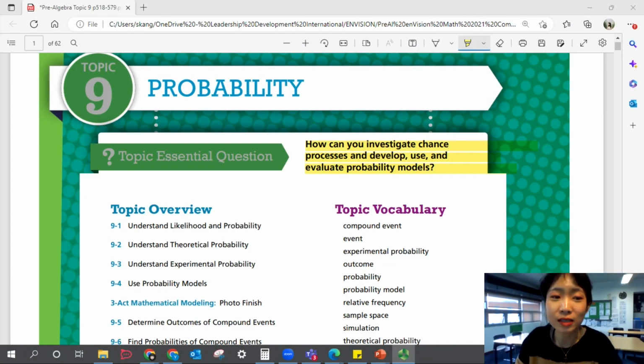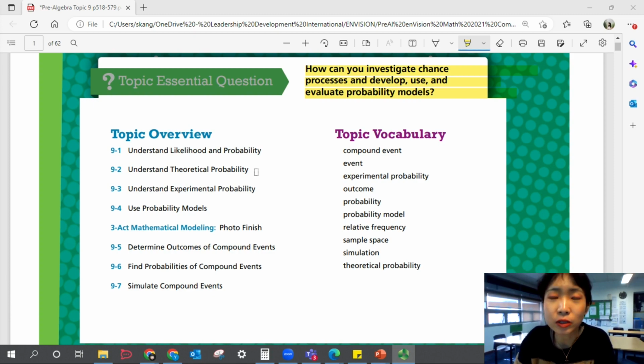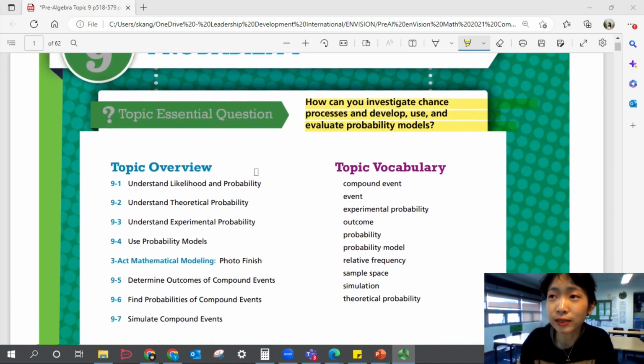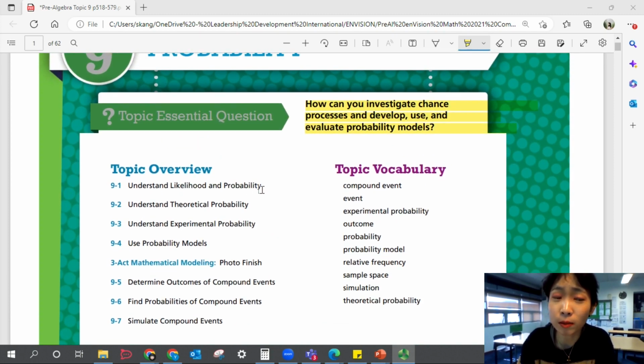Hi everyone, this is Pre-Algebra topic 9, probability. In topic 9, you will see 7 lessons total. We're going to start with understanding the likelihood and probability and what that means. And then we'll do more understanding lessons of theoretical probability, experimental probability, and then we'll start using probability models and determine the outcomes of compound events and probabilities of compound events. And then finally, we'll simulate compound events.